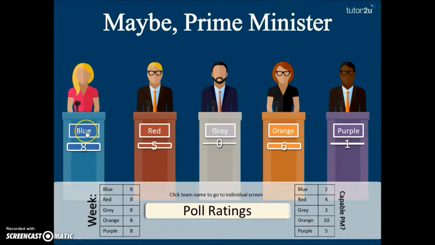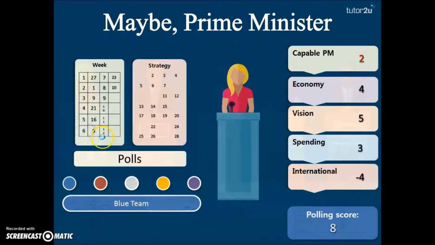Actually, the blue team are in the lead with a polling score of 8. Let's just have a look at their overall score there. So there's their overall score of 8. Internationally, they're not seen as particularly good, but their other scores on the economy, vision for the future and spending are all very good, and the Prime Minister's capability is seen as a positive number. So I'm going to keep going through each of the teams until we've got to our 12th week.